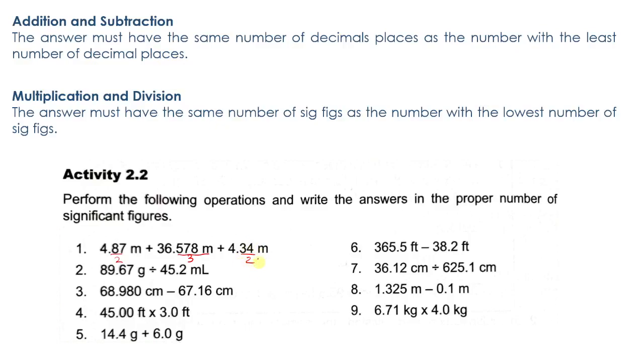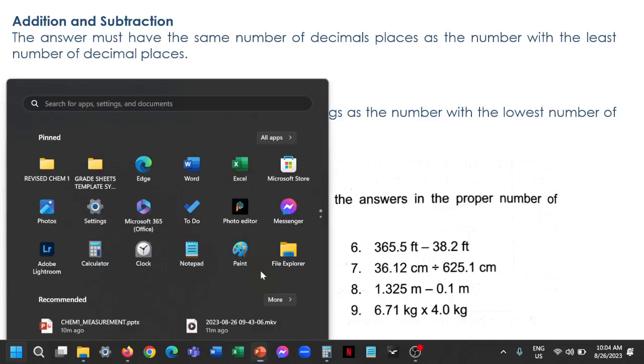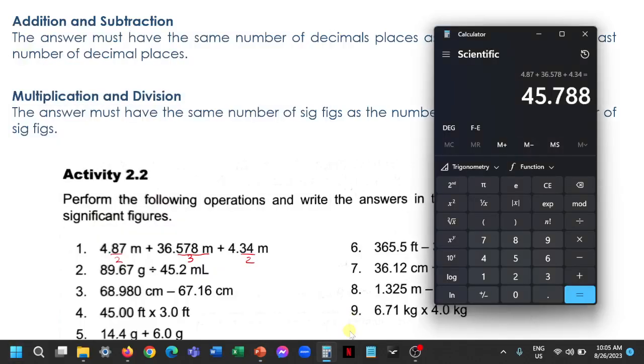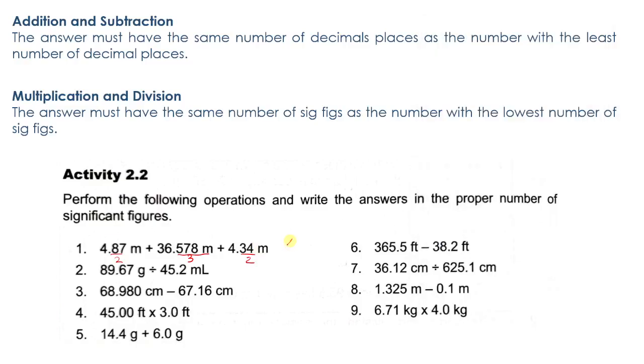So based on the lowest number of decimal places. Again, the answer we have is 45.788. So if we round this to 2 decimal places, since the following number is 8, we can round this one to 45.79. Again, also two decimal places. So that's the answer for item number 1.